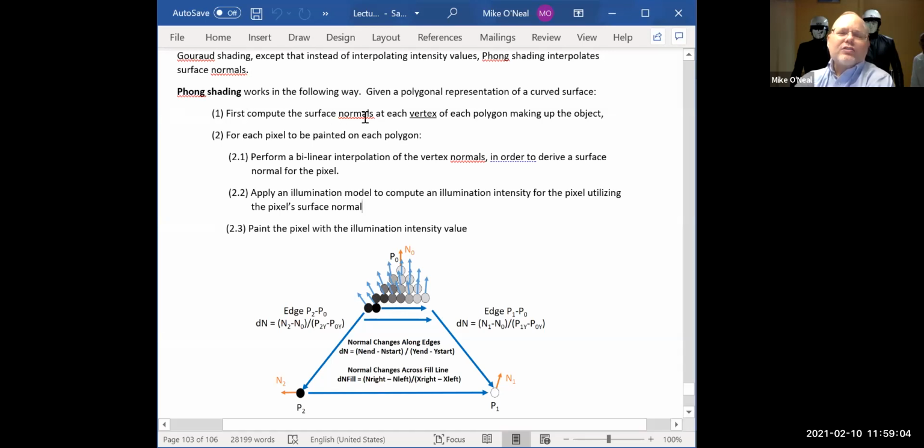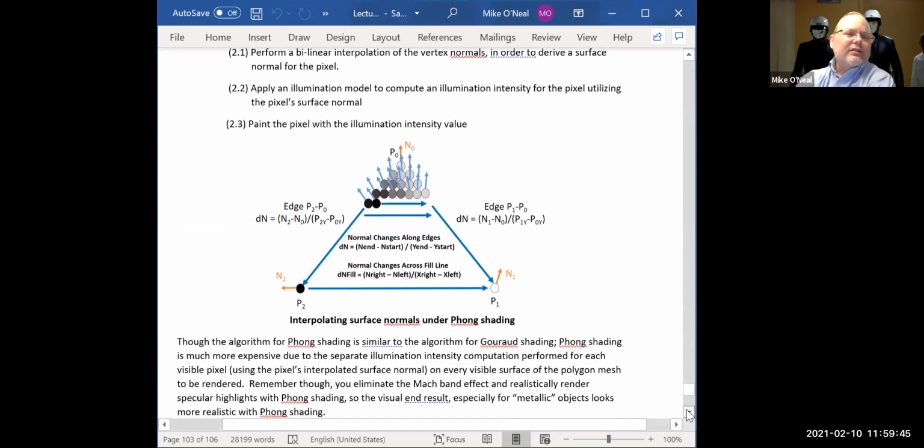So Phong shading: first compute the surface normals for each vertex of each polygon making up the object. So you have to start with the surface normals for each polygon, and then you put them together the way we talked about for the road to get the vertex normals for every polygon. But then for each pixel to be painted on each polygon, perform a bilinear interpolation of the vertex normals in order to derive the surface normal for the pixel, apply an illumination model to compute an illumination intensity for the pixel utilizing the pixel surface normal, and then paint the pixel with the illumination intensity value. So conceptually, it's very similar.